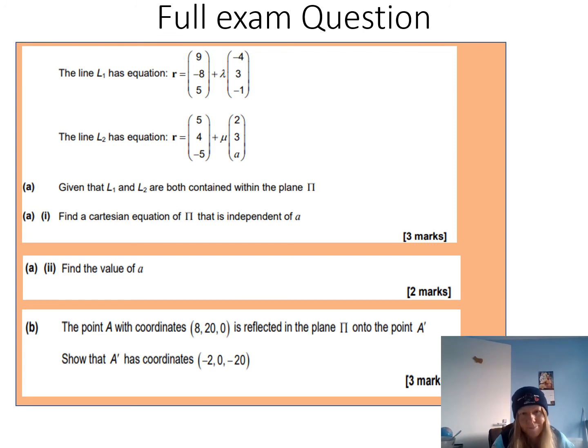So, we've got 2 lines. Given that line 1 and line 2 are contained within the plane, so that means that if you want to draw a picture, let's draw a picture. There's your plane. Here's one line, here's another line. So that's R1, R2.